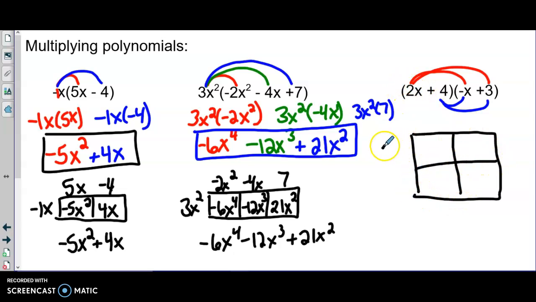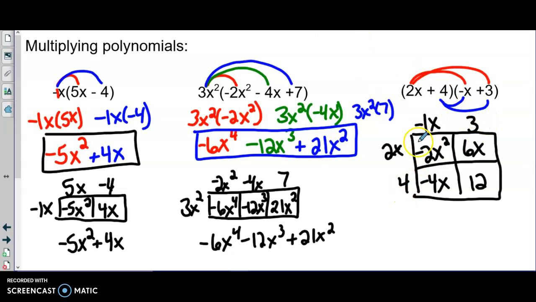All right, so my first term is 2x. My second term is a positive 4. And then for the top, my first term is negative x. Now I like to go ahead and put a 1 there. So negative 1x, and my second term is positive 3. And then let's multiply to fill it in. 2 times negative 1 is negative 2, and then we have 2 x's, so we're going to write that as x squared. 2 times 3 is 6, and there's only one x, so I'm just going to put the x. 4 times negative 1 is negative 4, and there's only one x. 4 times 3 is 12, and there are no x's.